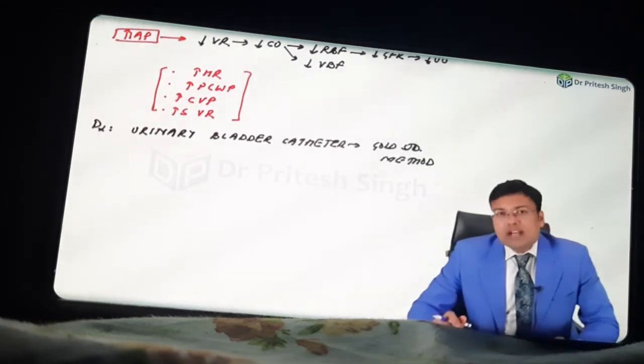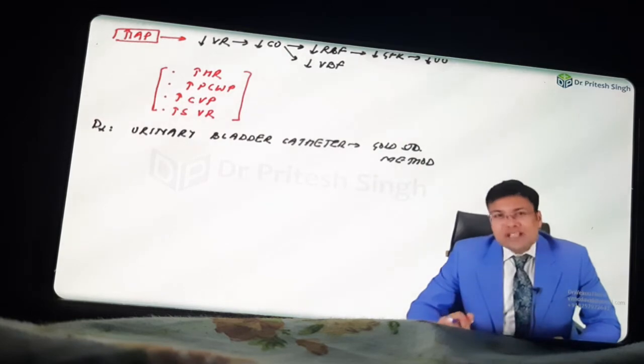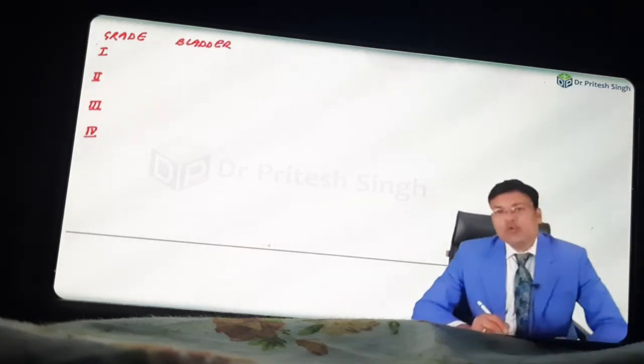Frequently, the question is asked about grading of abdominal compartment syndrome. So, see, grading on the basis of intra-abdominal pressure. Grade 1, 2, 3, and 4. Now, what is the bladder pressure in mmHg? I told you the gold standard method is urinary bladder catheter. So, how much bladder pressure? This pressure is in mmHg.